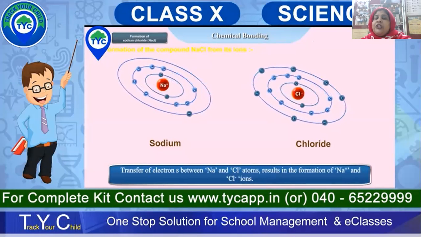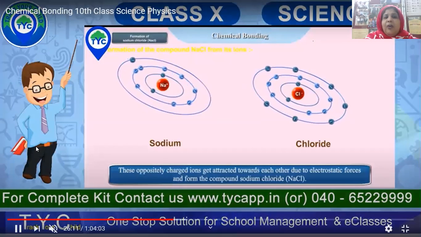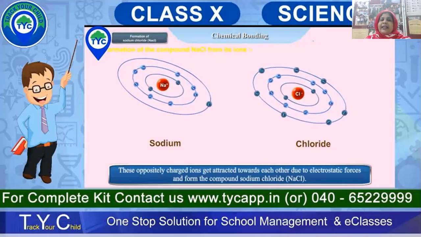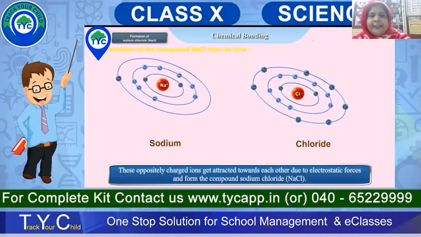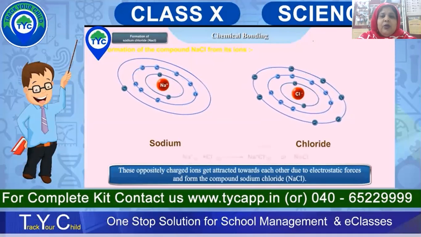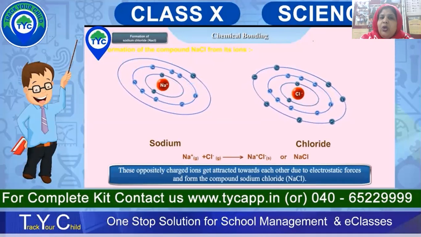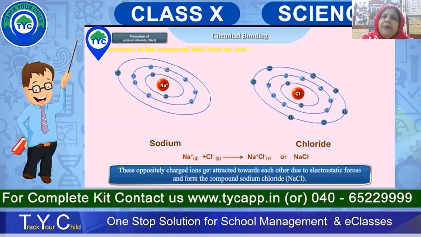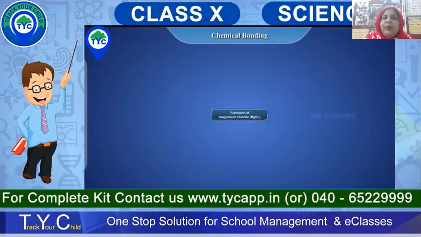Then the transfer of electrons between sodium and chlorine atoms depends upon the oppositely charged ions being attracted by electrostatic forces, and they form a compound called sodium chloride. So you can see that when sodium plus chlorine combine together, sodium chloride is formed in a solid state. It's nothing but your common salt, namak, that you see in your kitchen. That is how it is formed.